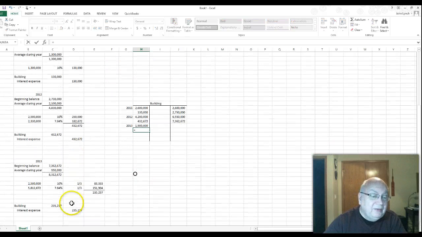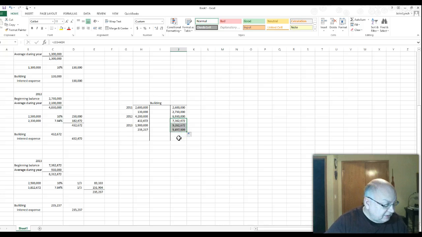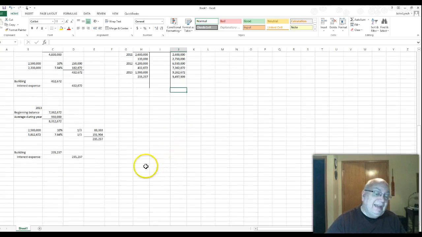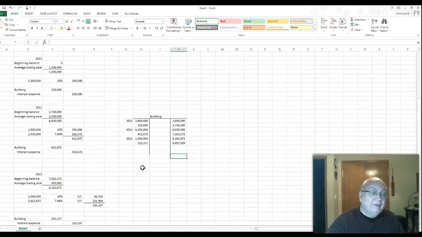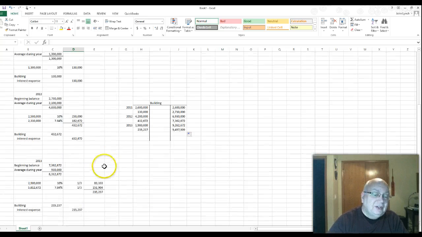And then we'd also add the amount of interest we had in here, and our total then for the building is you add these up. I always use the T accounts to keep things straight. So our building value then will be $9,497,909. That's the value that we'd have for the building. Okay, this is how you do the capitalization of interest. You can only capitalize when you start the project up until the time that you finish the project, and that's why in the last year you can only take 4/12 of the year or 1/3 of the year.